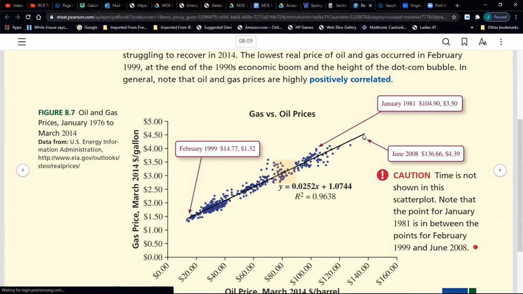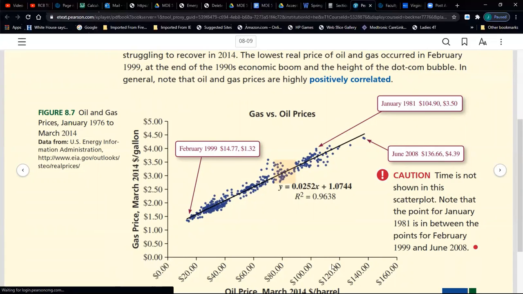Here's a point from 2008. They're again just demonstrating that these are not ordered based on time. So this point right here may be from 1976. It might be from 2012. It might be from 1983. We don't know. But again, that's not necessary.